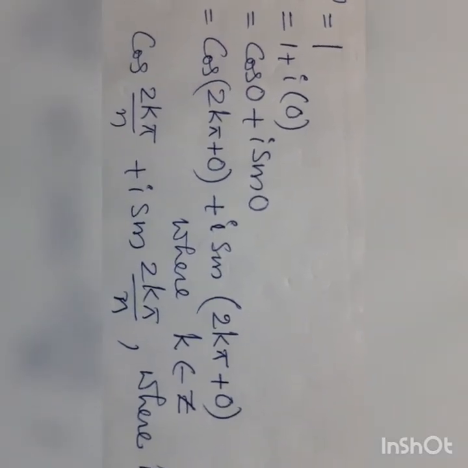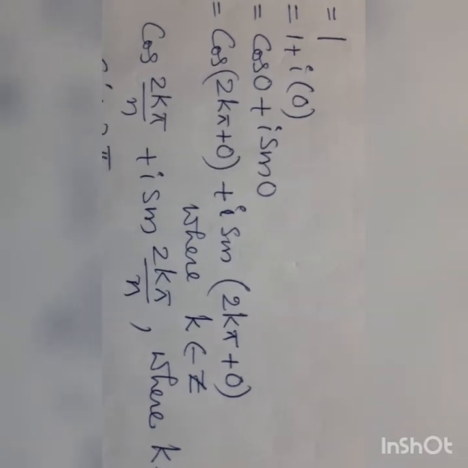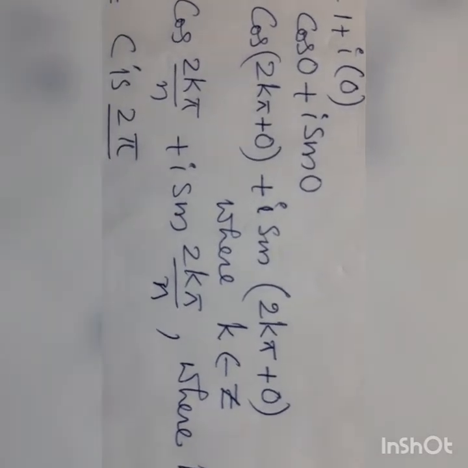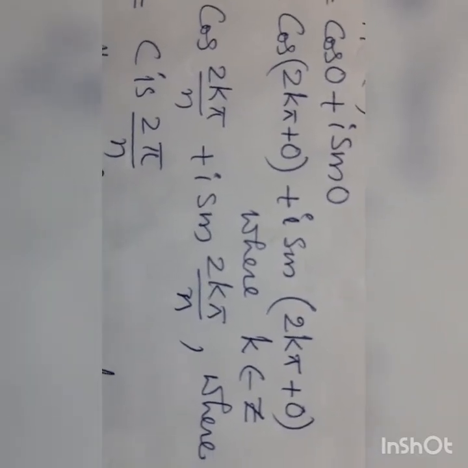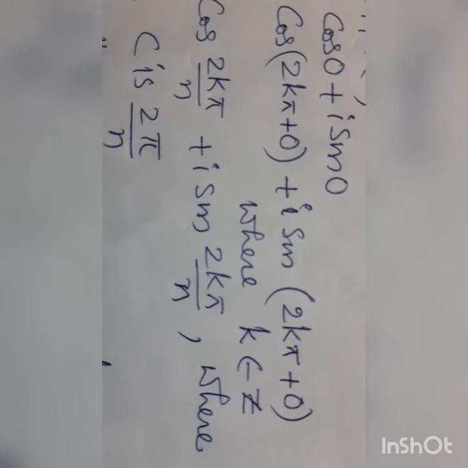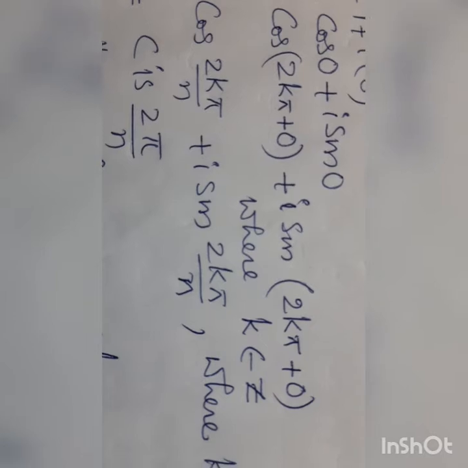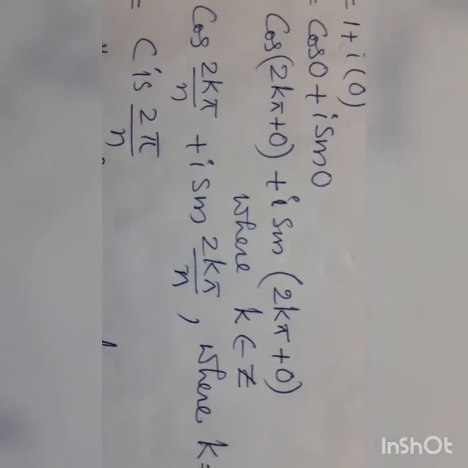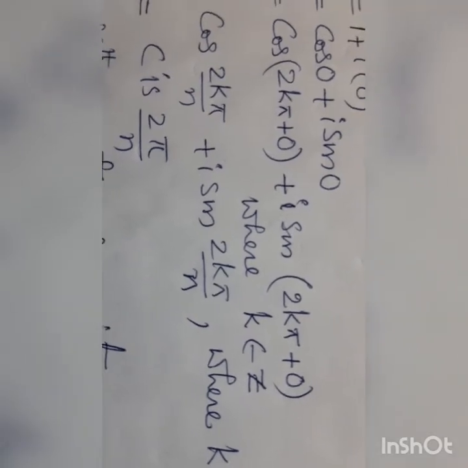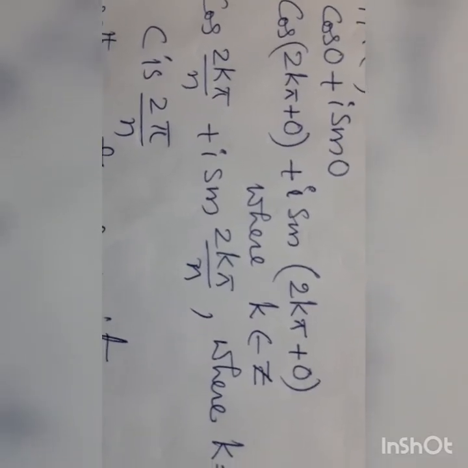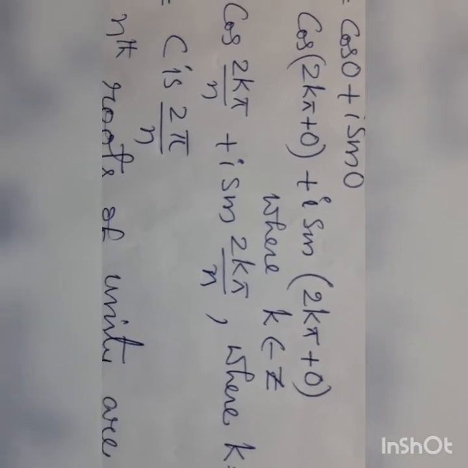But cos 0 plus i sin 0 is a particular polar form, and we want to change it to the general polar form. For the general polar form, you have to add 2kπ to the amplitude. For any question, cos θ plus i sin θ, if it is given as 2kπ plus θ, that is the general polar form. Cos θ plus i sin θ is a particular polar form.